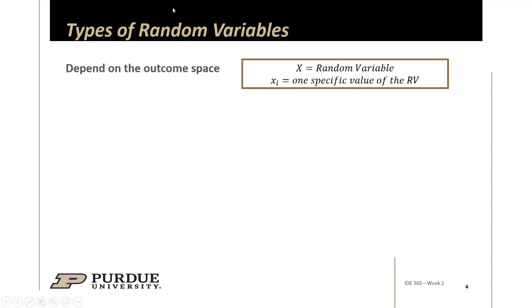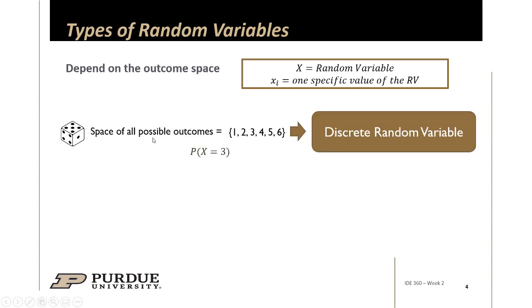Going back to the different types of random variables, we can have a limited number of outcomes in the outcome space. When the outcome space is finite, like in this case where we roll a die and have 6 possible outcomes, then we have a discrete random variable. And we can describe, for example, the probability of the value of that random variable being exactly equal to 3.